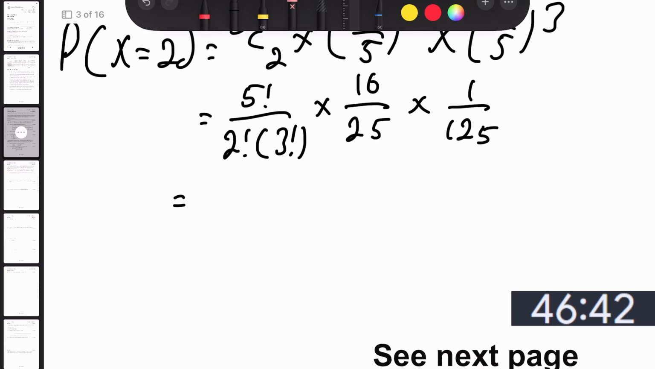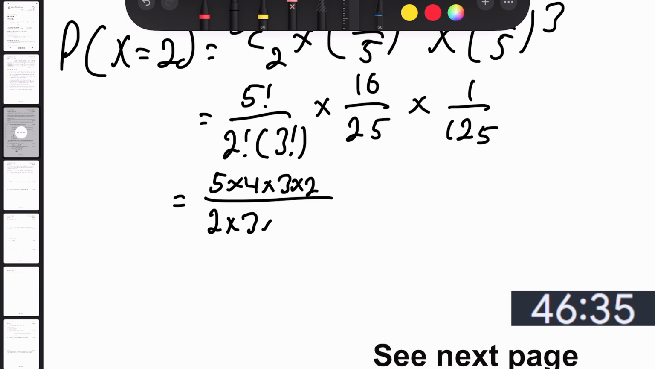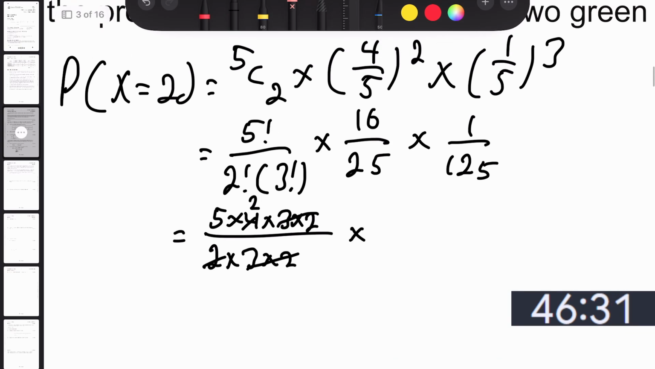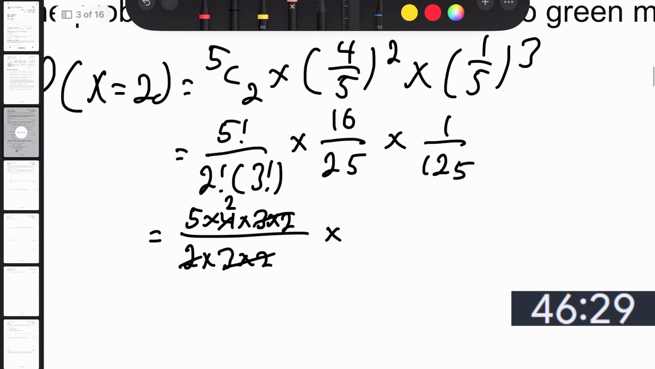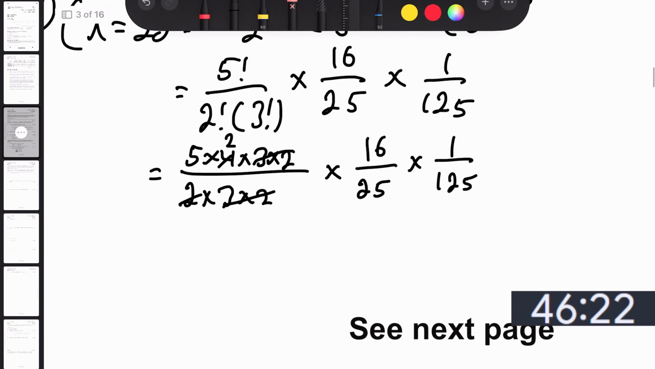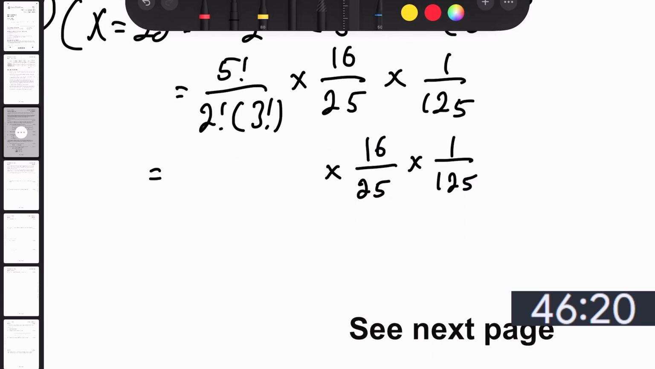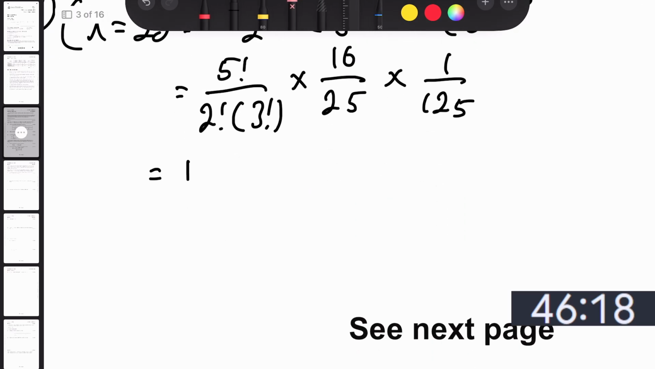Okay, let's write this all out. 5 times 4 times 3 times 2 times 1 over 2 times 3 times 2. That will cancel, becomes 10. Here, 4 times 4 is 16 on 25 times 1 on 125. Oh, wait. No, that was all correct. Sorry, I was thinking of adding. So 10 times 16 on 25 times 1 on 125.